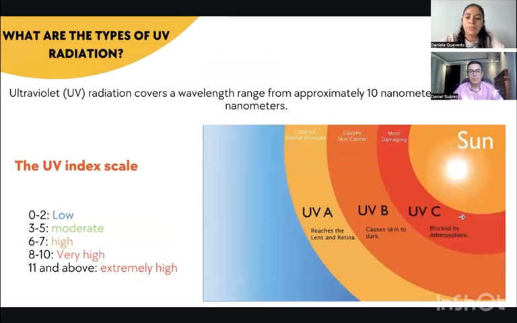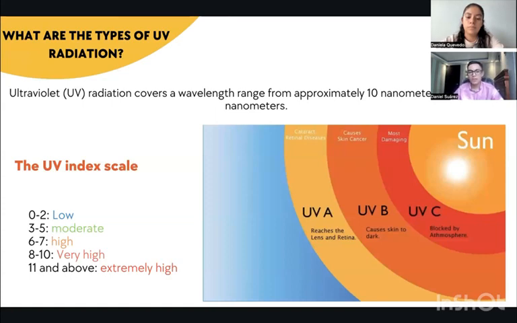What are the types of UV radiation? First, we have to know that the sun emits different types of radiation. One of them is ultraviolet radiation, which reaches Earth from space. Ultraviolet radiation covers a wavelength range from approximately 10 nanometers to 400 nanometers. This is commonly measured using the UV index scale, as we can see in this slide.